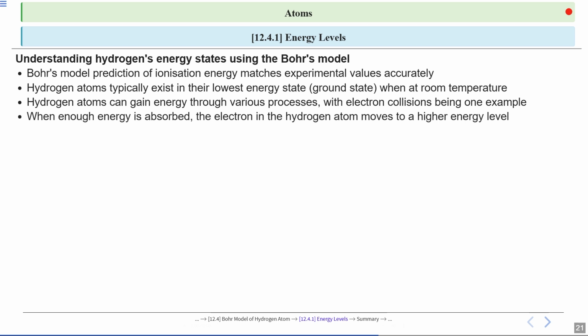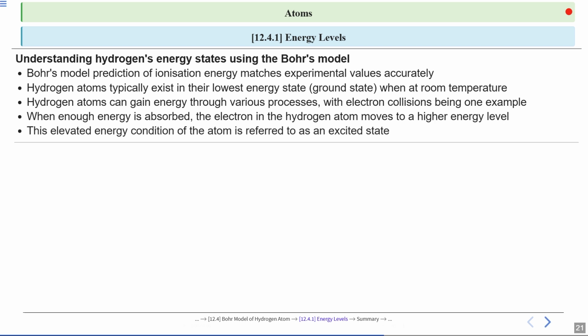If the hydrogen atom absorbs enough energy, the electron can move to a higher energy level farther from the nucleus. This process is called excitation, and it means the atom is no longer in its ground state. When the atom is in its higher energy condition, we say it is in an excited state. Remember, excited states are temporary. Eventually, the electron will return to the ground state, often releasing energy as light.